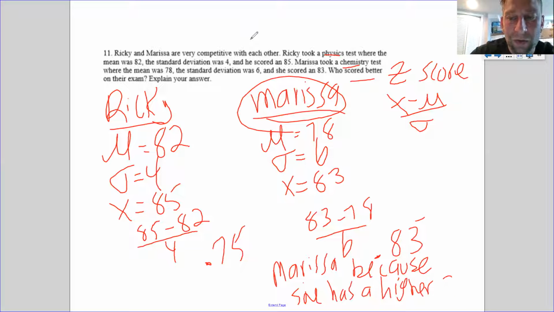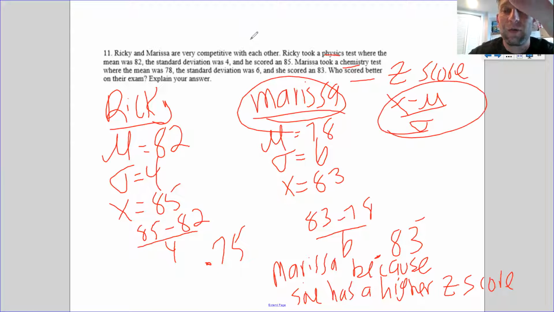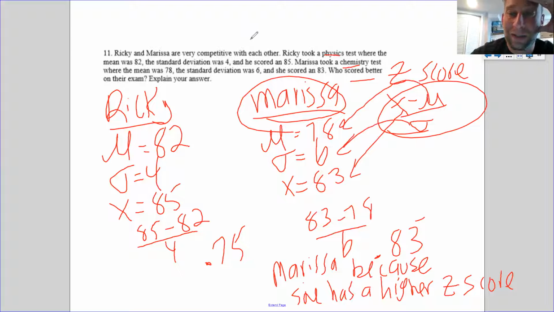She has a higher z-score. So whenever you're comparing two separate events and you want to know who did better, you find the z-score. Z-score is x minus mu over sigma, where x is the test score, mu is the mean, and sigma is the standard deviation.